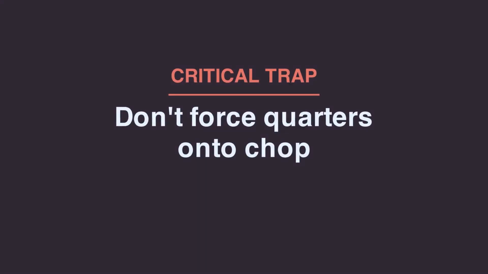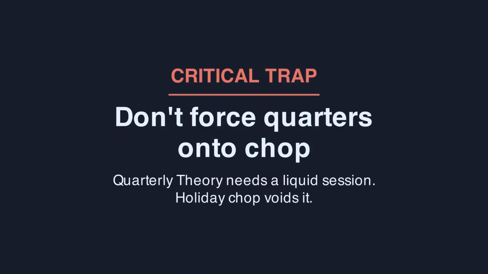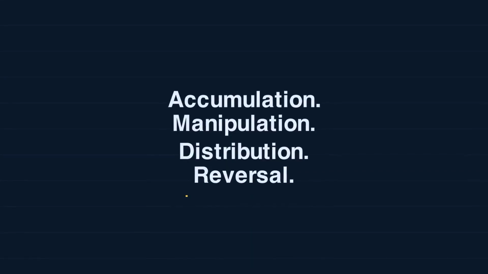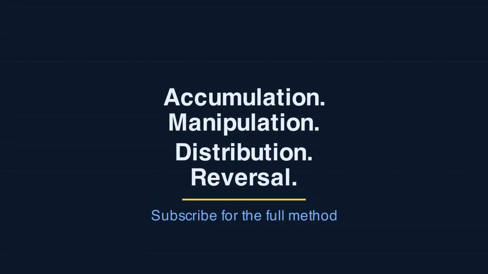Now the trap. Quarterly theory works because real liquidity is delivering the cycle. That means the regular sessions of liquid futures or equity indices, not low volume overnight or holiday tape. On thin sessions, the algorithm has no fuel to drive the quarters and you'll force the framework onto noise. Mark the session opens, respect the liquid windows, and don't trade quarterly theory on Christmas Eve. Context is everything.